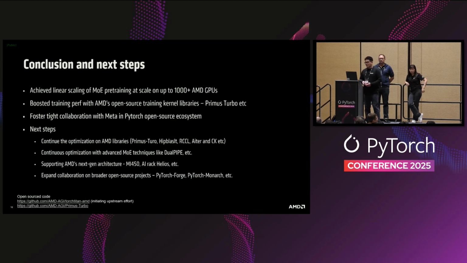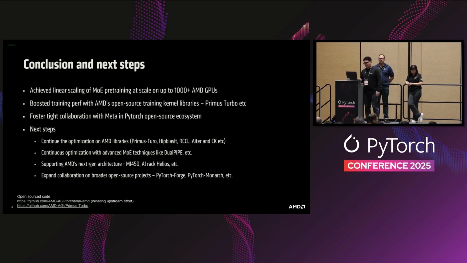So in conclusion, what we did is we achieved near linear scaling with MoE pre-training at scale up to 1,000 AMD GPUs. And we boosted the training performance with our AMD open source training kernel libraries, Primus Turbo, and also AITER and also RCCL libraries. We fostered collaborations with Meta in this PyTorch open source ecosystem.